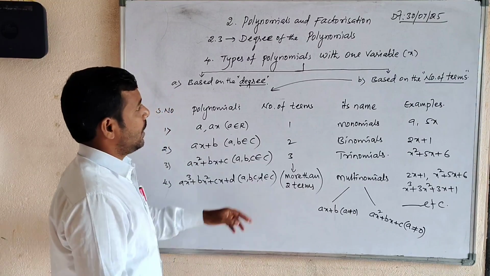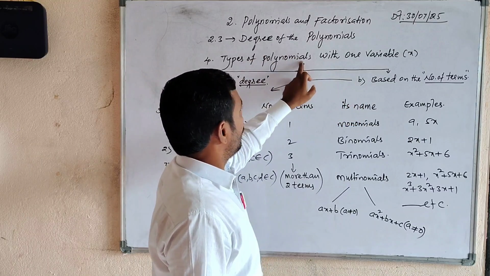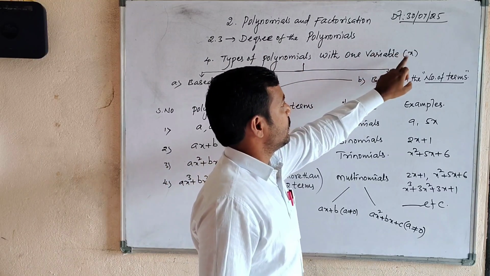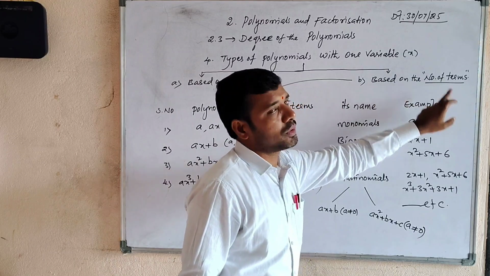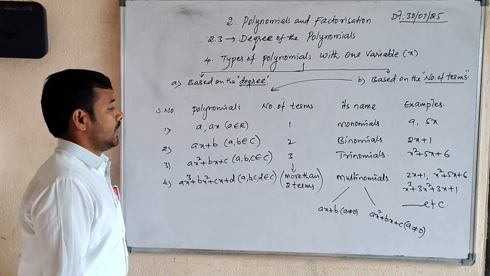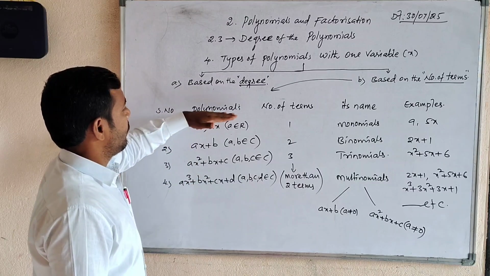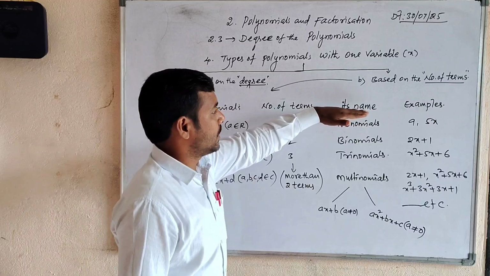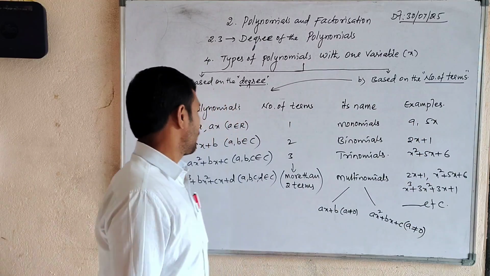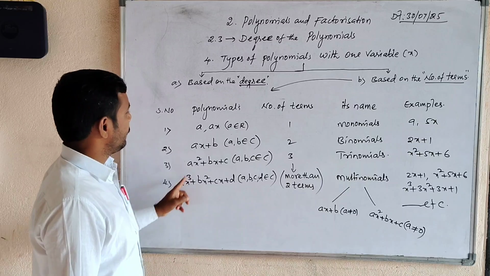Okay, students, let us go with the second, that is B. Types of polynomials with one variable, that is particularly x only, but this time based on the number of terms concept. Okay, right? Let us see one by one. Serial number, polynomials, number of terms, its name, few examples. So there are four things here, concentrate.